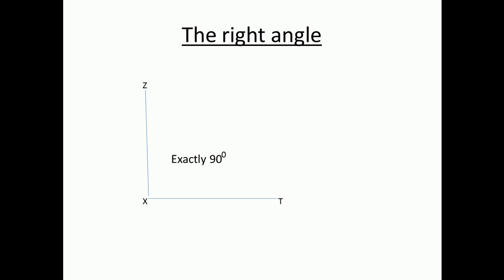Let's look at a kind of angle we call the right angle. It's a special kind of angle. It is called the right angle because it has an angle of 90 degrees. Exactly 90 degrees, nothing less, nothing more. So any angle you see that is 90 degrees is called a right angle.